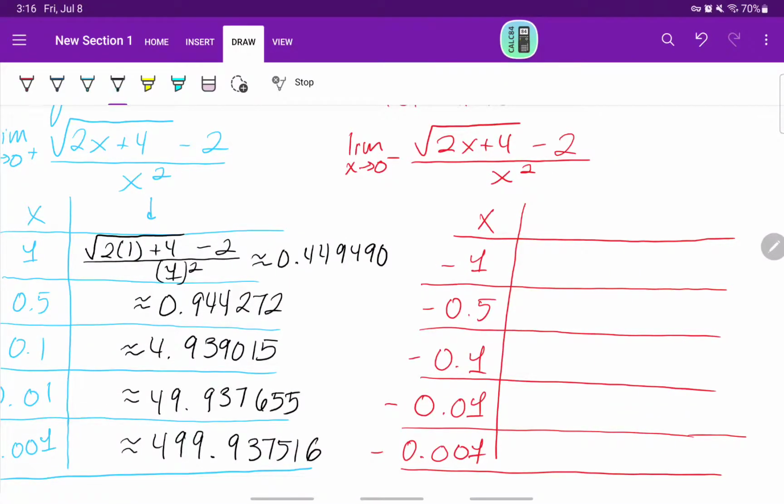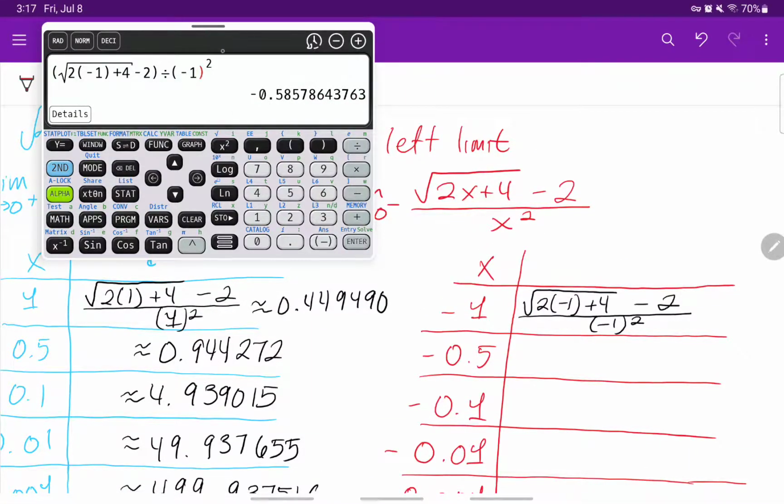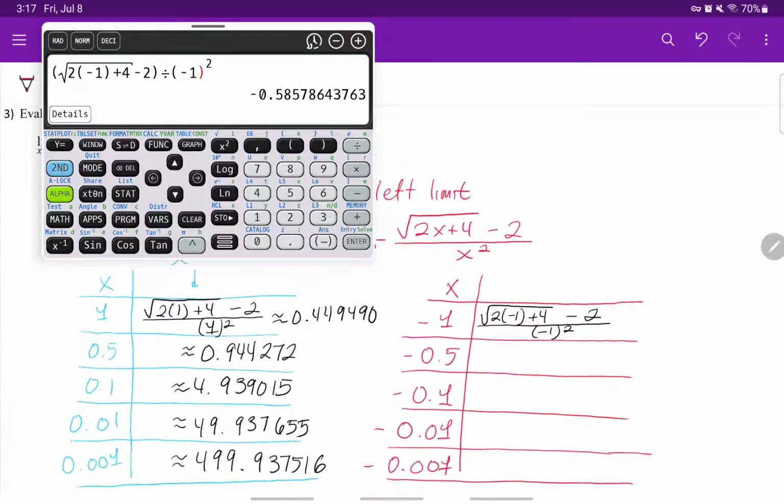So we're going to plug in -1 into our function. That's going to be the square root of 2 times -1 plus 4, on the outside is a -2, and that's divided by -1 squared. So in our calculator, let's put -1 in the inside of the parentheses, and we're going to do the same thing down here. Put in -1. So our first answer is approximately -0.585786.